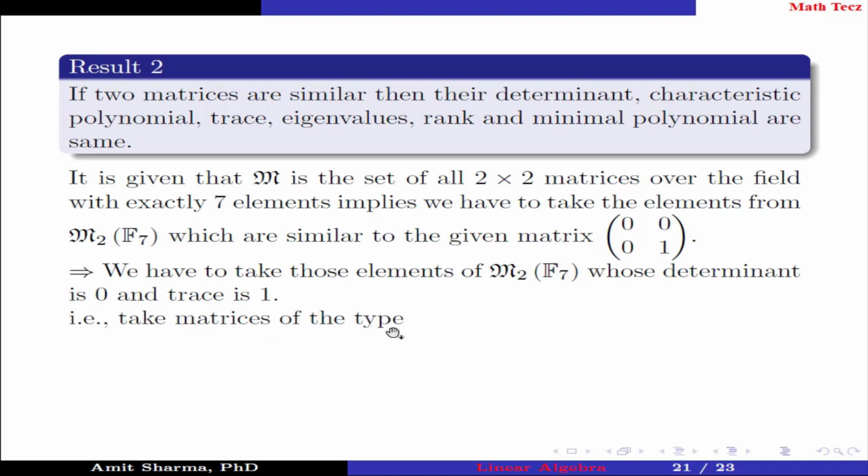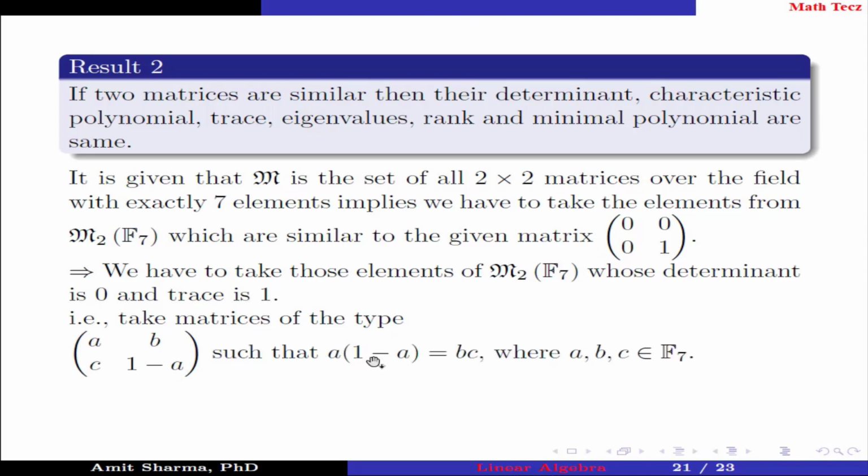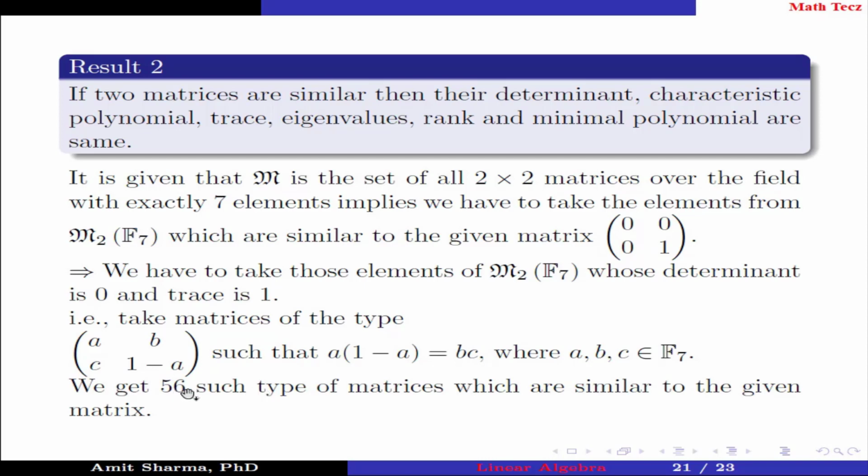Take matrices of the type A, B, C, 1 minus A such that A times (1 minus A) equals BC, where A, B, C belong to F7. We get 56 such matrices which are similar to the given matrix.